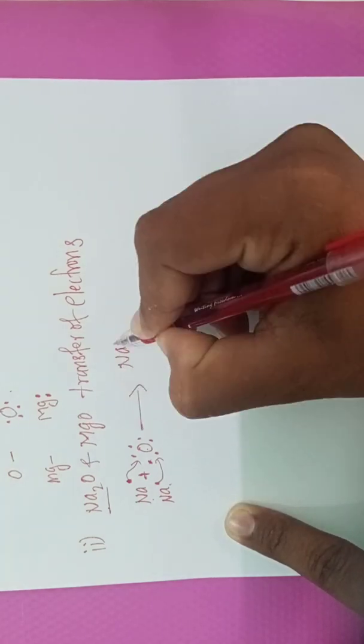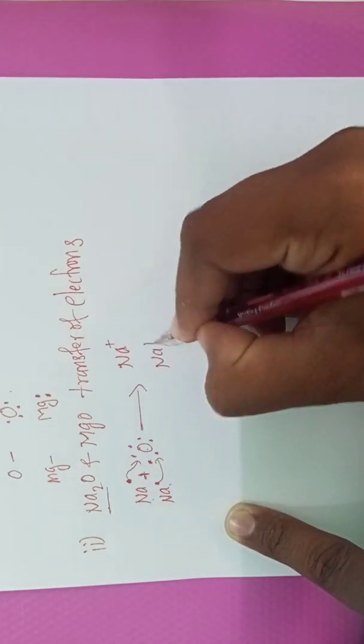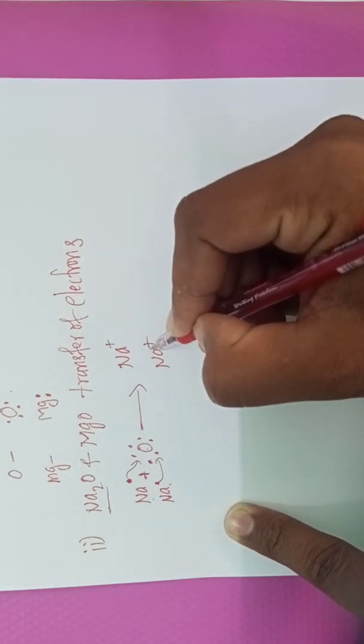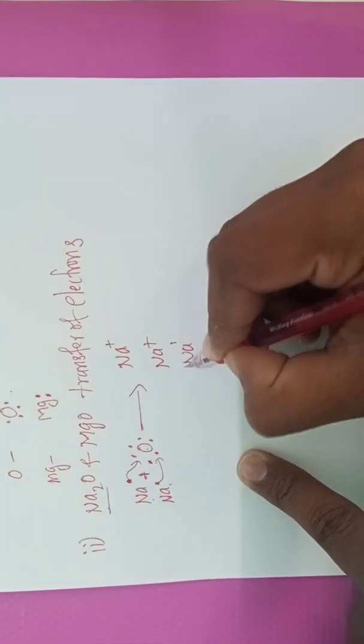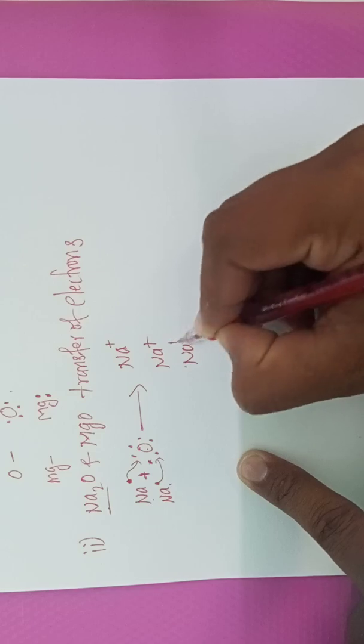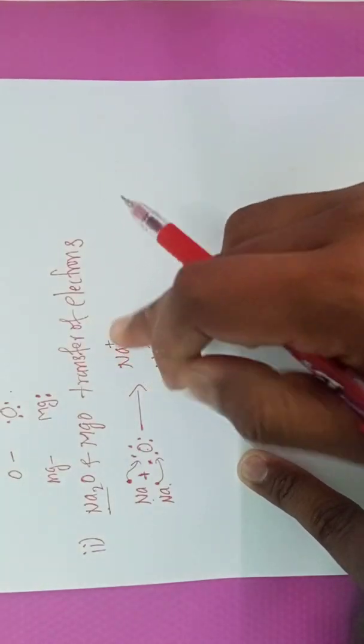After donating one electron, each Na has a positive charge, Na plus and Na plus. So simply we can write Na to Na, that is Na2 plus. Okay, or simply we can write this type also.